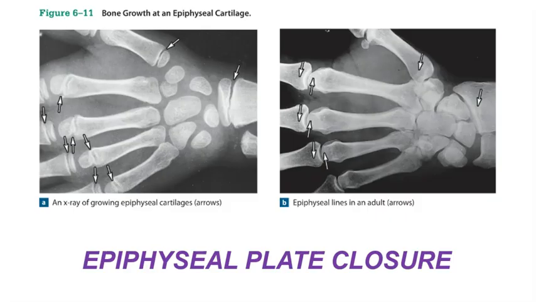So in this diagram on the left, and on the right as well, the white arrows will show the locations or the former locations of the epiphyseal plates. In the image on the left, the white arrows are indicating the locations of the epiphyseal plates in the hand of a child. And in the diagram on the right, the arrows show the locations of the closed epiphyseal plates in the hand of an adult.